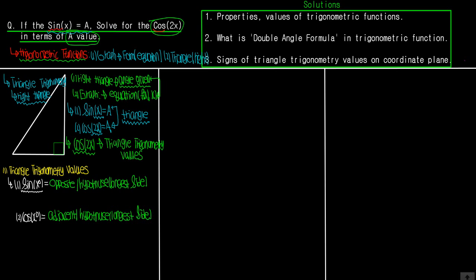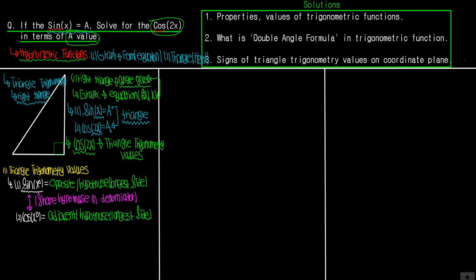And from here, we'll be able to solve for the similarities between sine of x and the cosine of x. The similarity between them is that they share the hypotenuse in the denominator. This is the main similarity between the sine of x and the cosine of our x degrees.